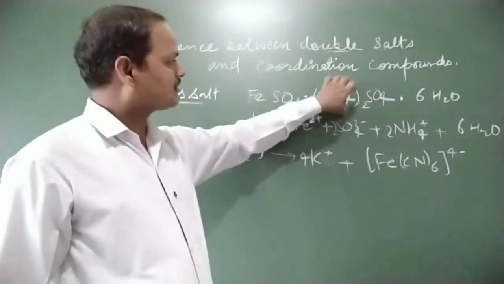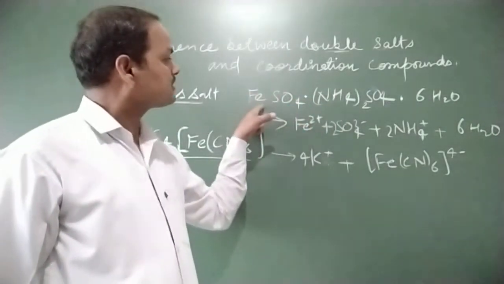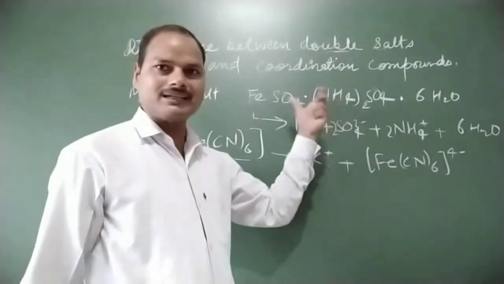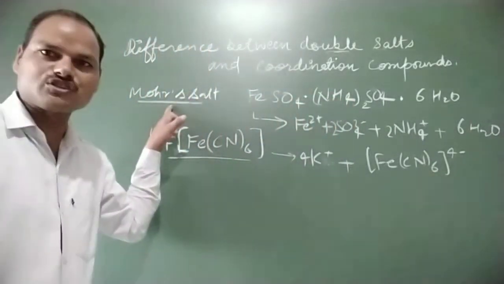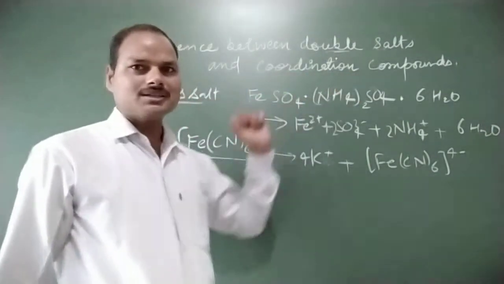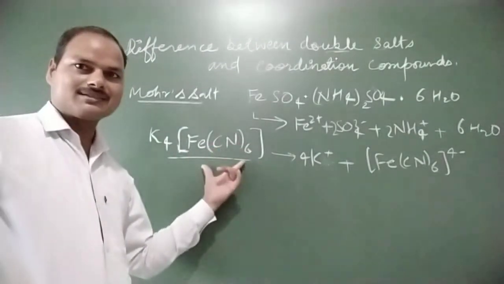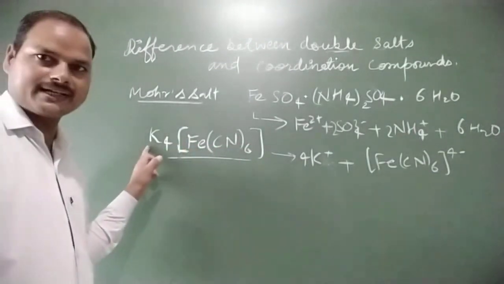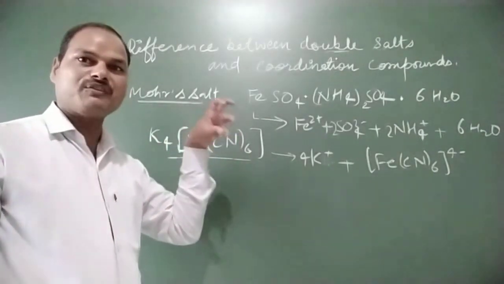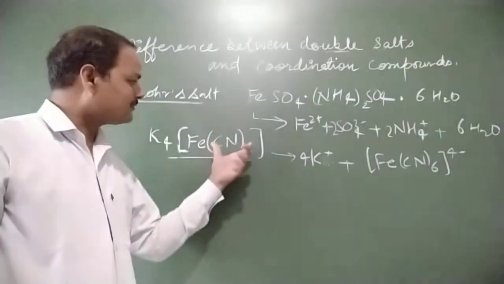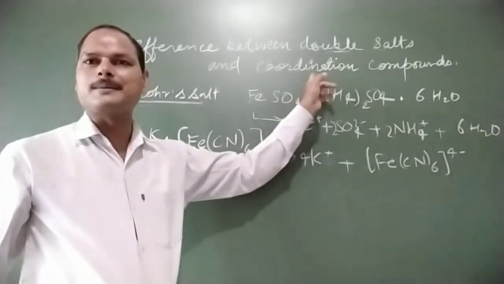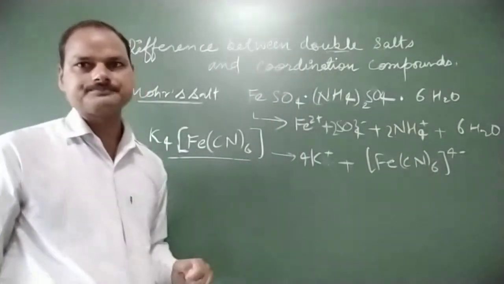Here, this compound in which ferrous sulfate and ammonium sulfate are present is a particular example of a double salt, and it is known as Mohr's salt. And coordination compounds are written within the bracket. Some ions remain outside the bracket, or may not be outside, but a particular number of ions remain together within the bracket, and such a type of salt is known as a coordination compound or complex compound.